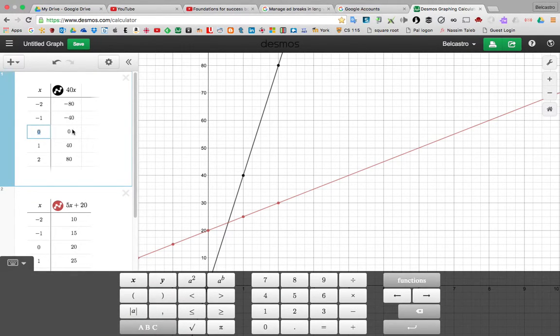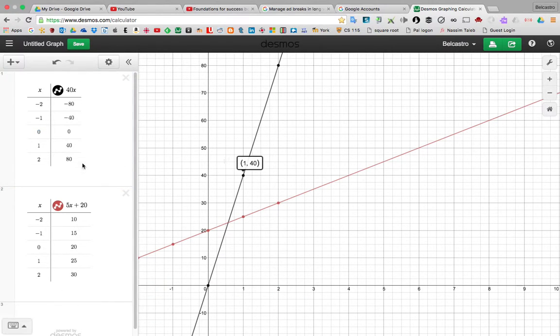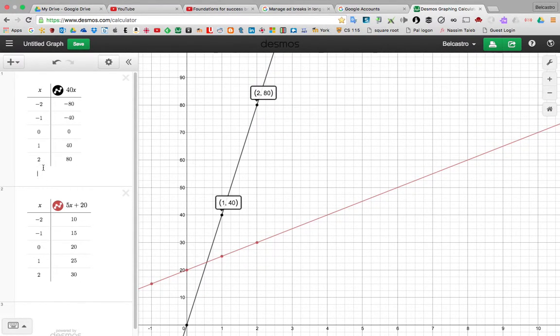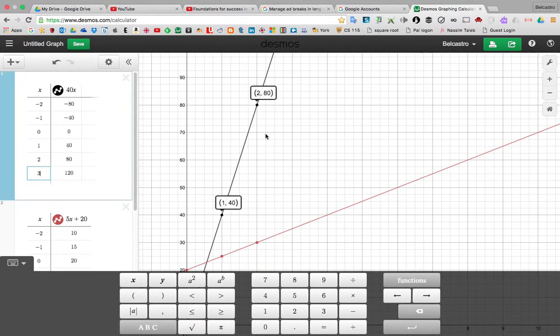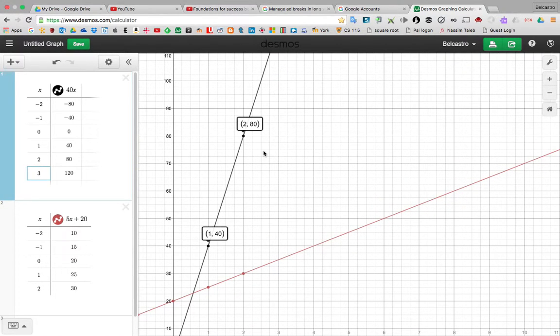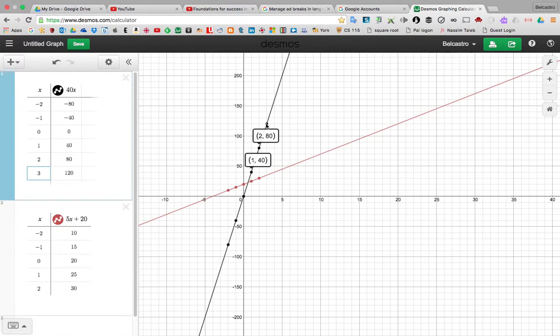So 0, 0 would be our first point. 140 would be our second point, which is right here. 280, there's our third point. And I can even write in 3, and the program will zoom out just a bit here. The program will even put that value in for me. So here's 3 major points. And again, we start at 0.